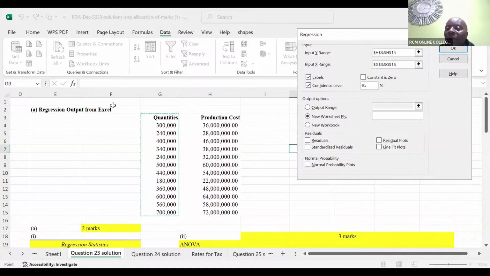Then ensure, ladies and gentlemen, that you have checked labels, because you have taken in titles. Then ensure that confidence level is also ticked here. The other thing most students forget: if the examiner tells you that you are doing this at 90% confidence interval, not 95, 95 is the default. So you must come and change inside here. You write 90. If you're given a confidence interval, don't forget to change it here.